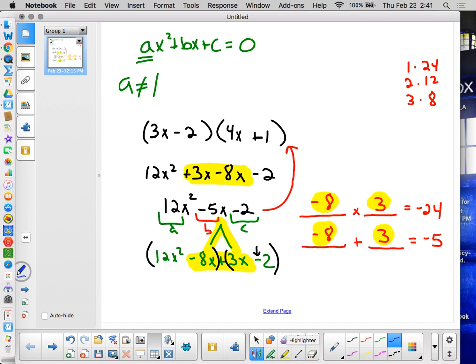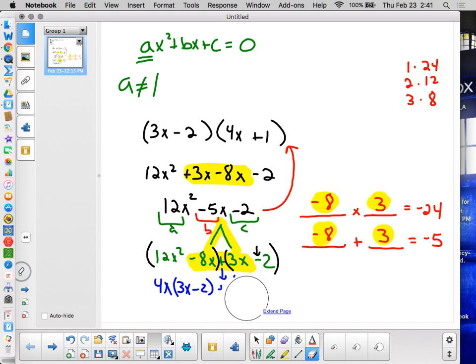So we grouped it. We take the greatest common factor out here. That's 4x, leaving me 3x minus 2. The plus sign that's here comes down. And then, I'm sorry, the greatest factor here. Well, 3x minus 2 doesn't have a greatest factor other than 1, so we'll just use 1.